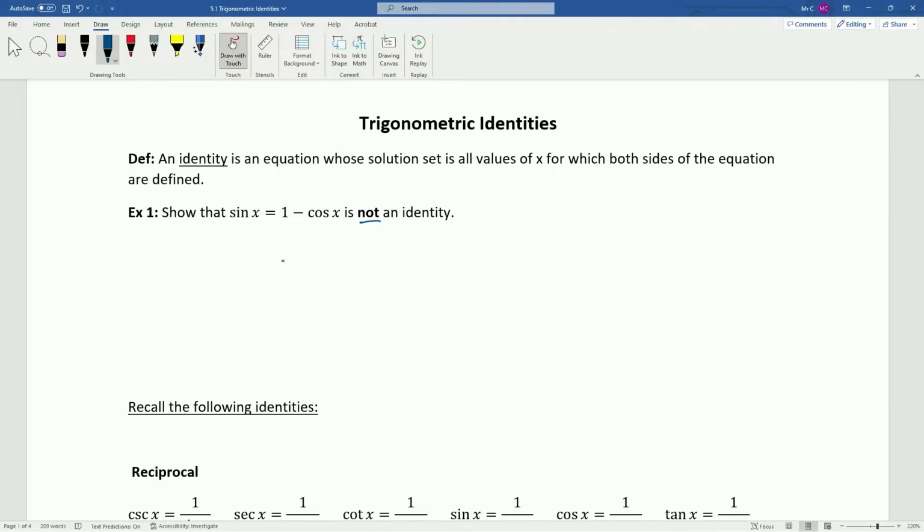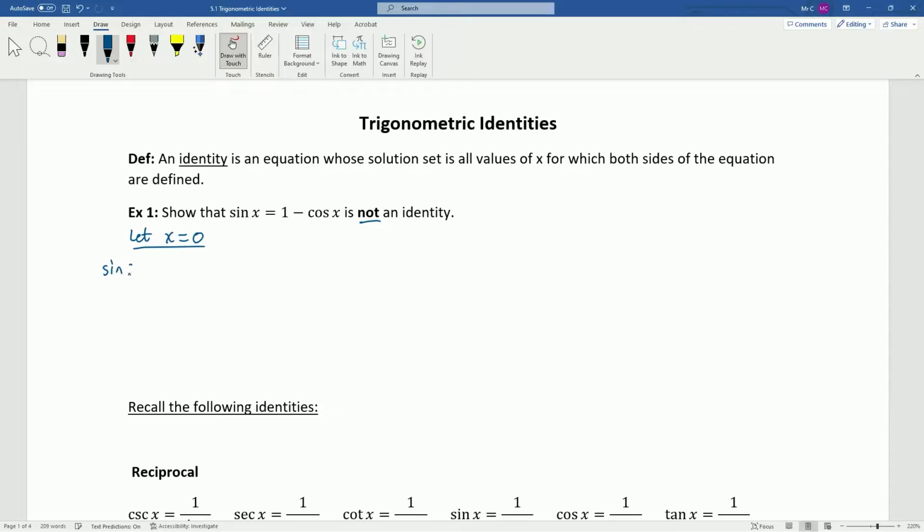But if I say all apples are edible, I have to find every apple in the world and test them all out to make sure they're all edible. So the strength of your statement decides the strength necessary to prove that statement. In this case, showing something is not an identity just requires one counterexample. So I'm going to pick an x value that won't work, initially just to illustrate. Oftentimes you'll try something and it's not going to be helpful. So let x equal 0.